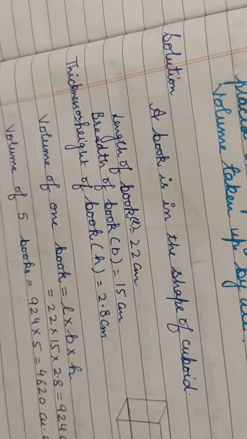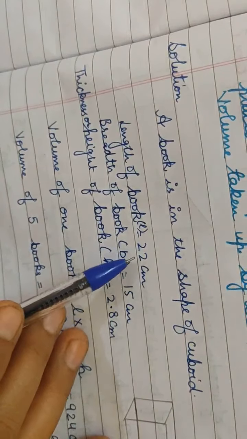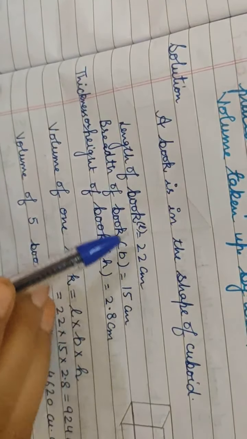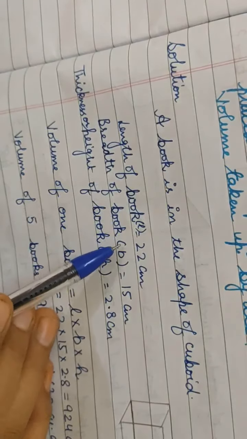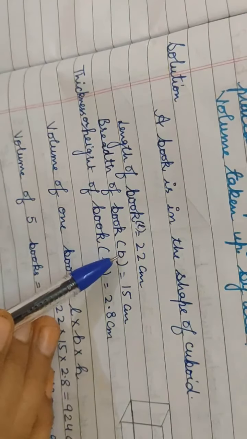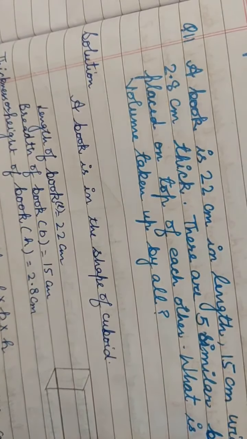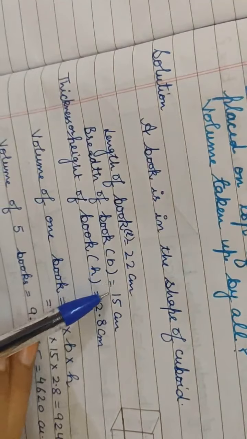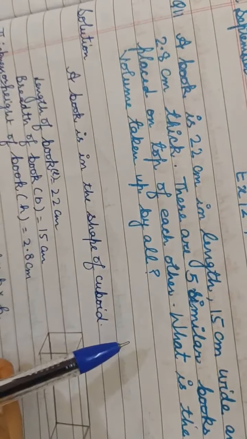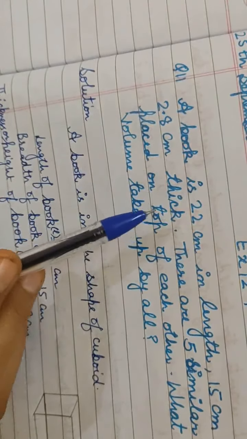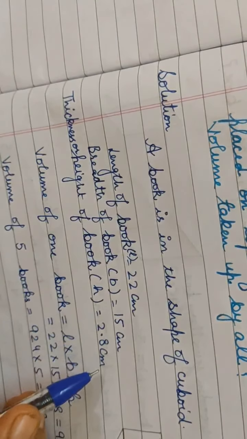A book is in the shape of cuboid, we all know. Now the length of book is 22 centimeter. I have denoted the length by small l. Breadth of book, I have denoted it by b. It is given that it is 15 centimeter wide. Wide means the width. Width means the breadth of book is given as 15 centimeter. And the thickness of book is given. 2.8 is the thickness. Thickness means the height of book is 2.8 centimeter.